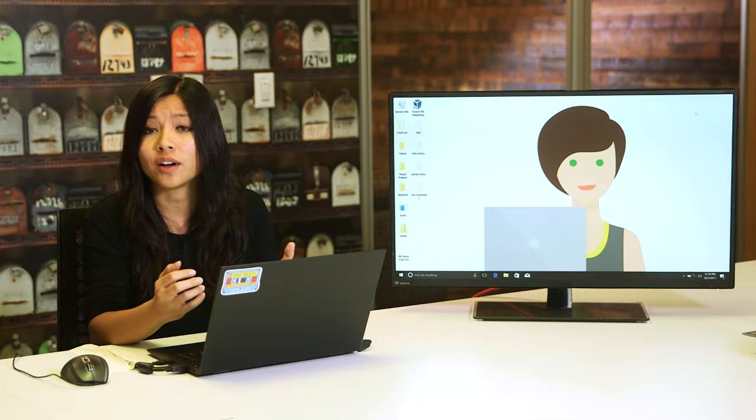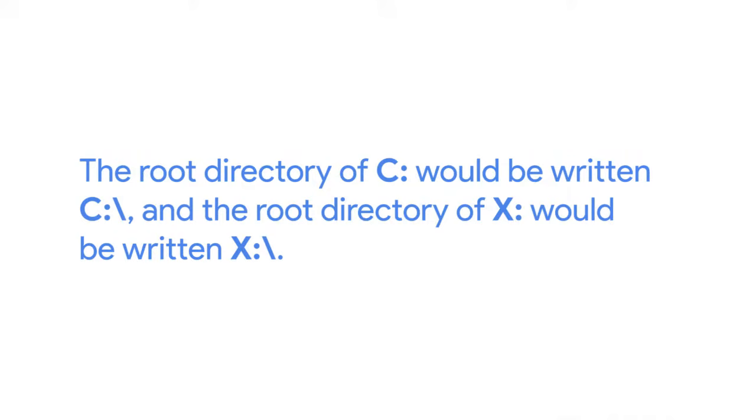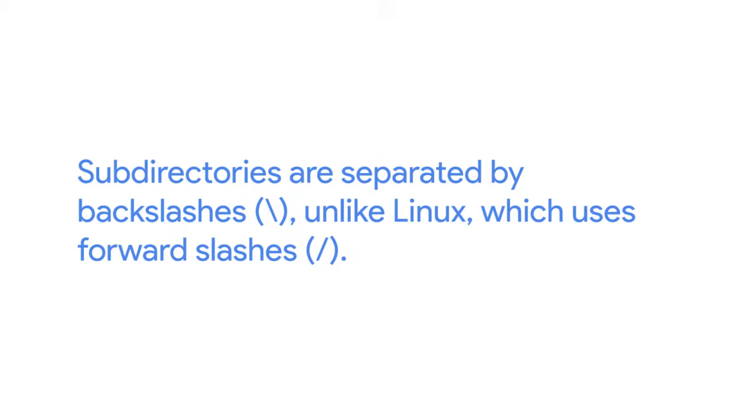Each drive letter is a file system. Remember that file systems are used to keep track of files on our computer. Each file system has a root directory, which is the parent for all other directories in that file system. So the root directory of C would be written C/, and the root directory of X would be written X/. Subdirectories are separated by backslashes, unlike Linux, which uses forward slashes. A path starts at the root directory of a drive and continues to the end of the path.